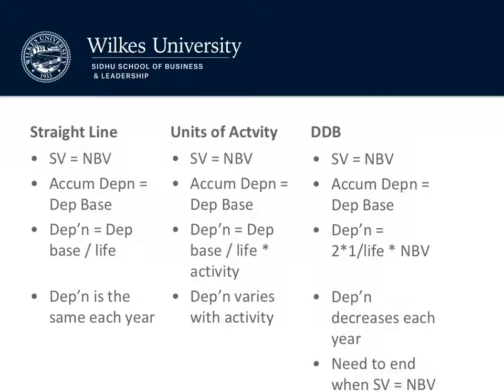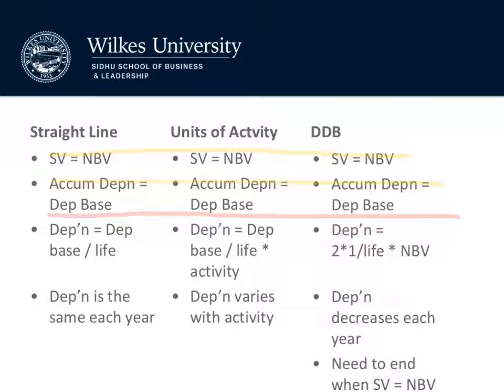And here's a total of different things for each of the methods we talked about. No matter what, the straight line method, the units of activity or double declining balance, salvage value is equal to net book value in all cases. The total accumulated depreciation when you're finished is equal to the depreciable base. Those are the things that are the same. The difference is in how we calculate the depreciation.